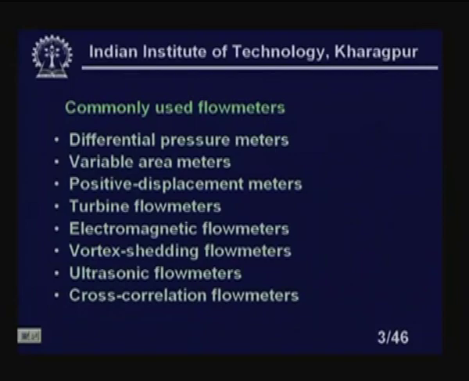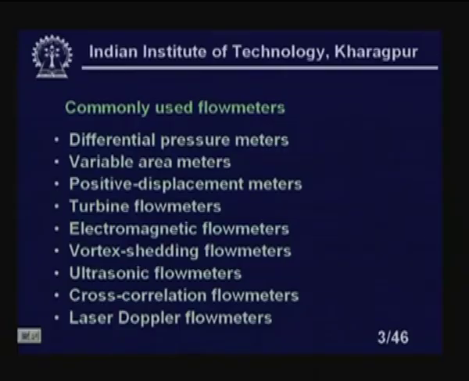But if you look at the others, like differential pressure meters, even though they are used extensively in the process, you will find there is a permanent pressure loss in the pipe. We have cross correlation flow meters also. These are all glimpses of the flow meters commonly used anywhere, like the municipality water supply, the chemical plant or the steel plant. Everywhere you will find this type of flow meter. We have also laser Doppler flow meters.